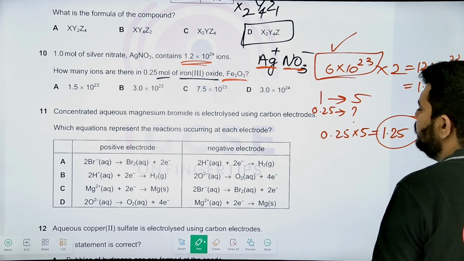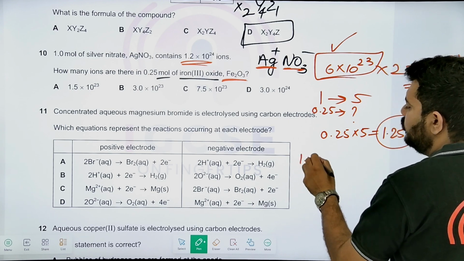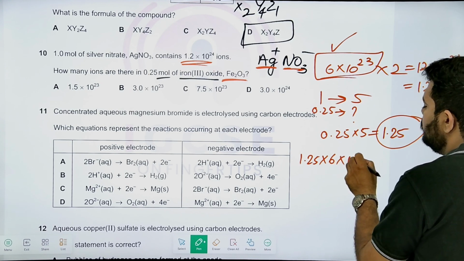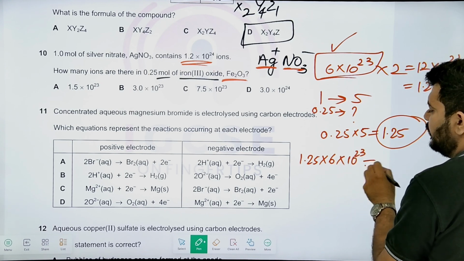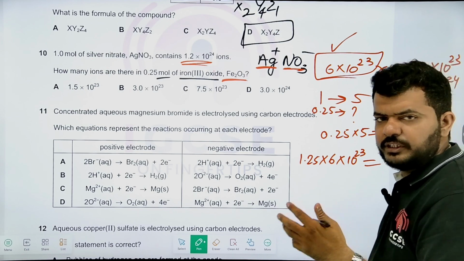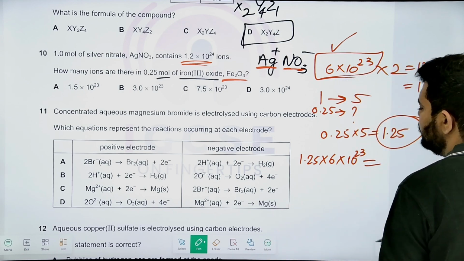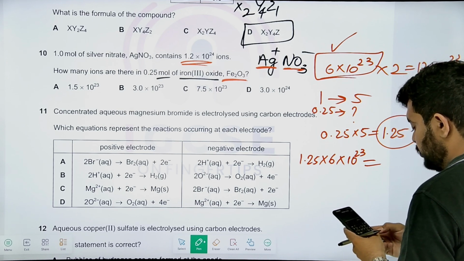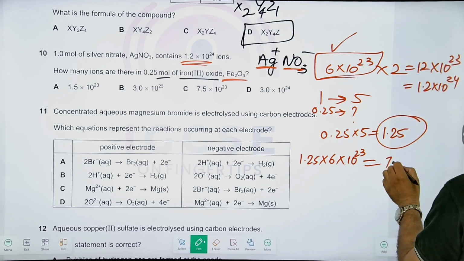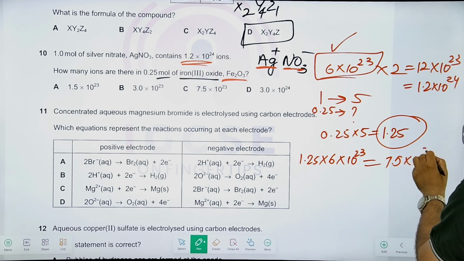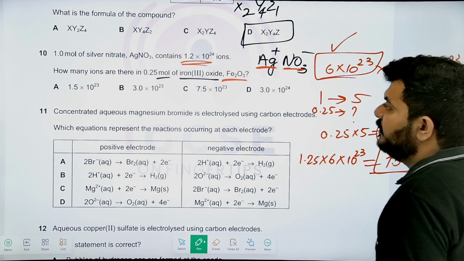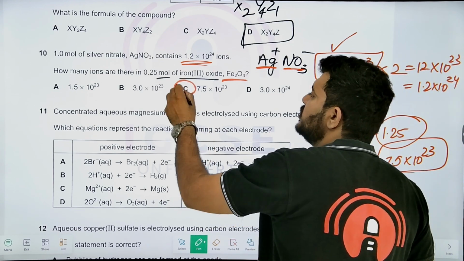5 times of this, and therefore I will do 1.25 into 6 into 10 to the power 23, right? 6.022 into 10 to the power 23. But I think this is also enough. Here we can simply multiply 1.25 into 6, which gives us 7.5 into 10 to the power 23 particles, right? Let's find out. Yes, there is an option C available.